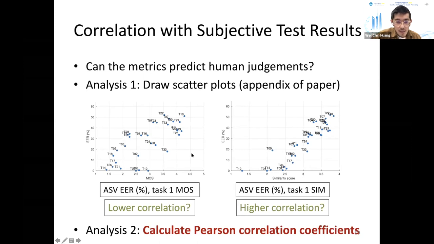By looking at these plots, you might have a sense that maybe this one has lower correlation and this one has a higher correlation. But we want to look at the precise numbers, so we can compare the correlation between different figures. So we calculated these Pearson correlation coefficients between the metrics and the subjective scores.